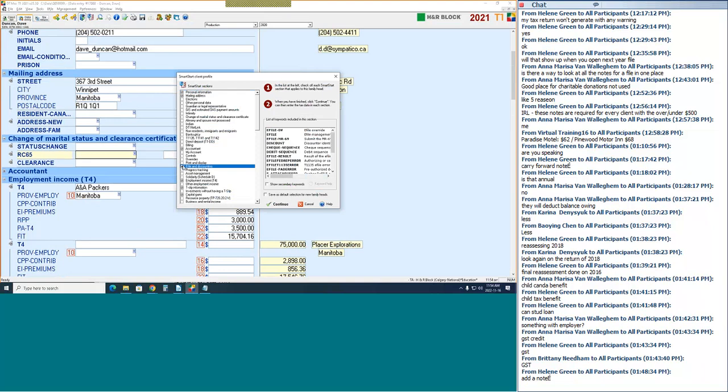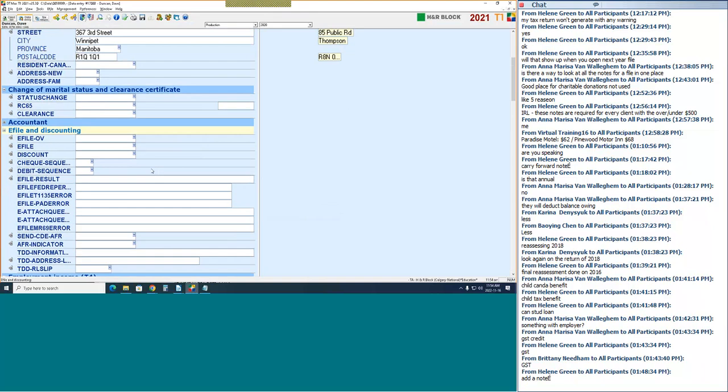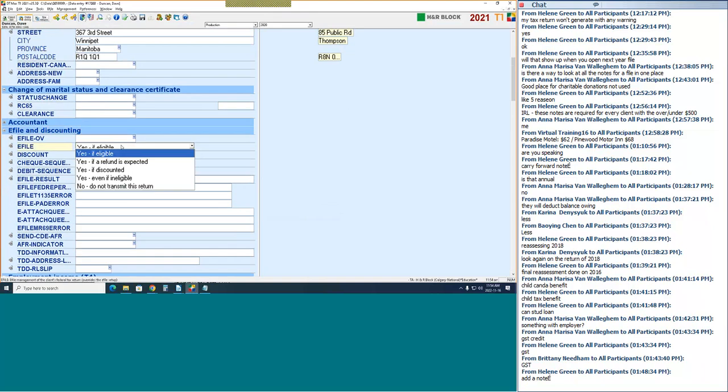If I do e-file and discounting is what I want, e-file without the hyphen. If I do e-file and discounting, it's going to give me my drop-down boxes here. Generally speaking, in an office setting, we just say yes if eligible, which is the default. There is one that is for yes even if ineligible. Don't do this because it will allow you to generate things, but it won't actually go through.